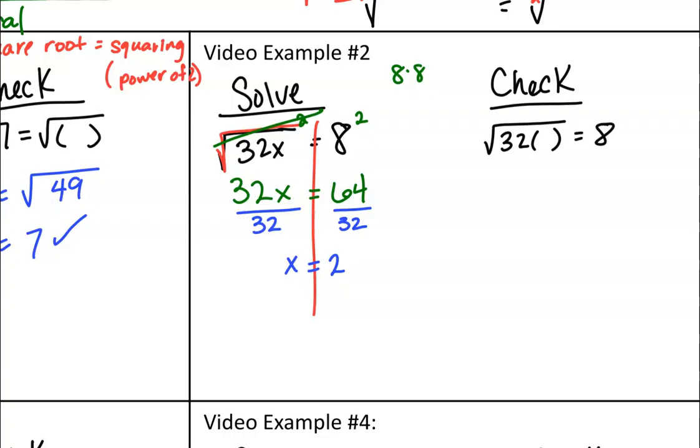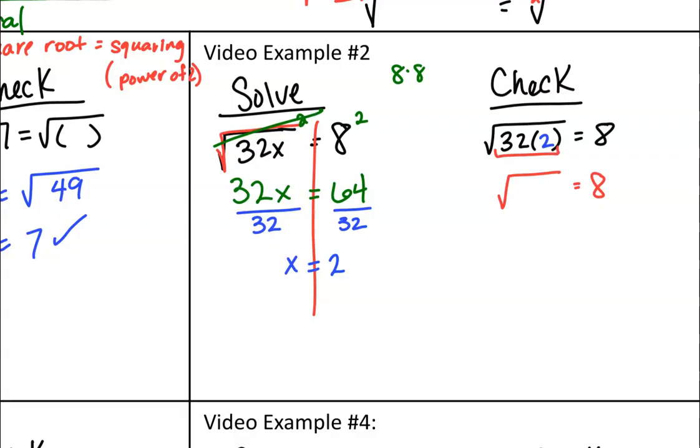Let's check our answer real fast. So we think that our answer is 2. We're going to work from the inside out, just like we always do when we're checking. So we still have this radical here. We still have equals 8.